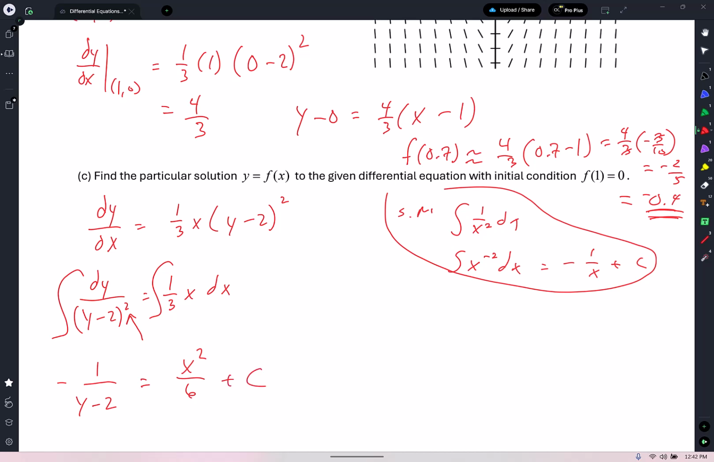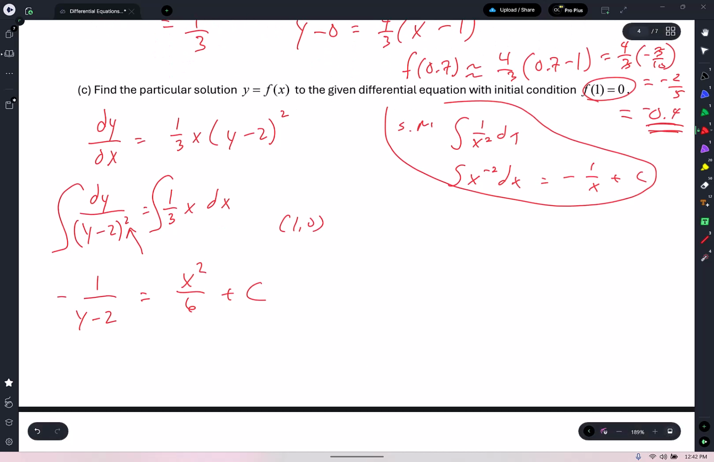And here's a good time to plug in (1, 0). So 1 is the x, 0 is the y. So 1 over 0 minus 2, so negative divided by negative is a positive, so 1/2 equals 1 squared is 1, so 1/6 plus c. So from there, c equals 1/2 minus 1/6.